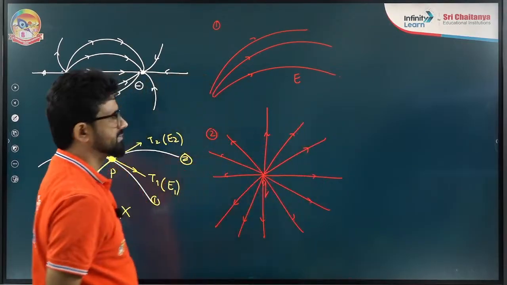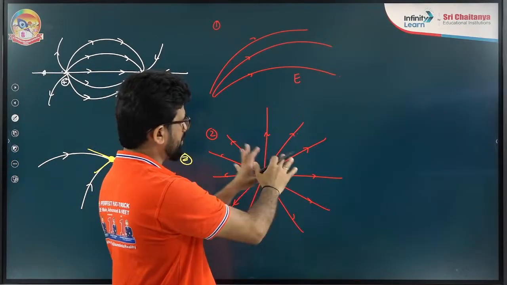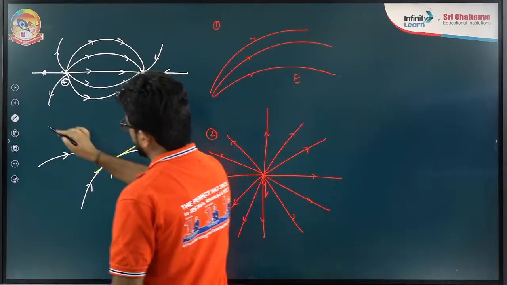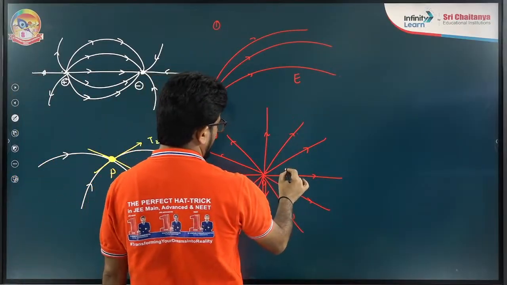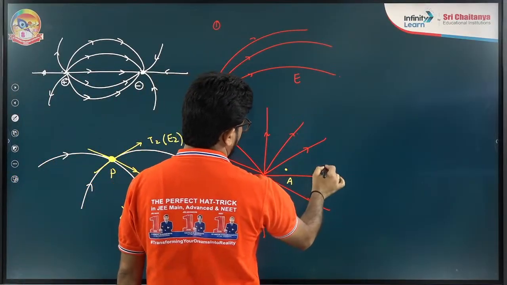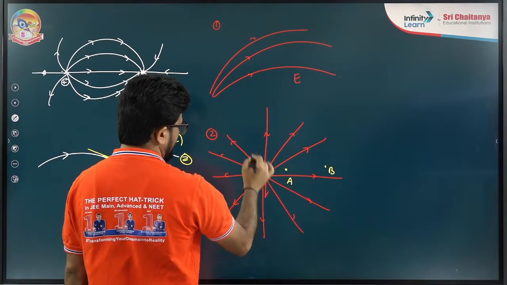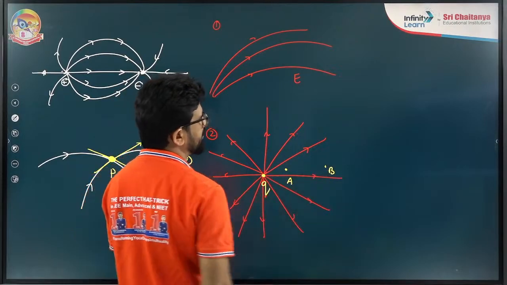These are field lines. These are very simple field lines. I have drawn this, the positive charge. Please understand one thing. Here I am taking this point A and this point B. This charge is Q, beta. From this Q, this point is A, this point is B.